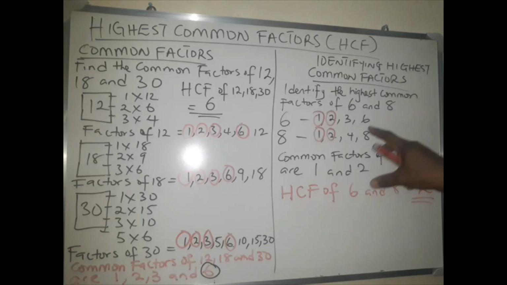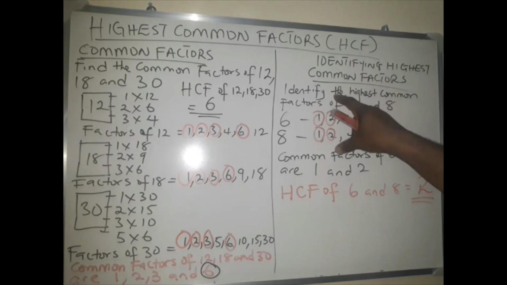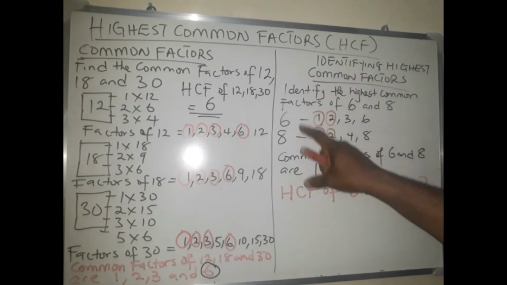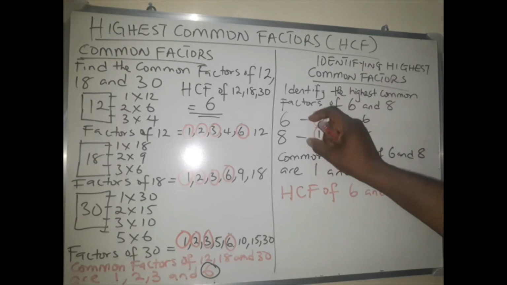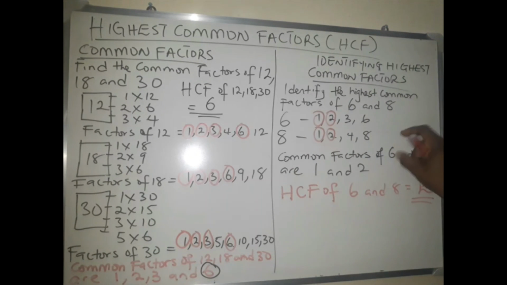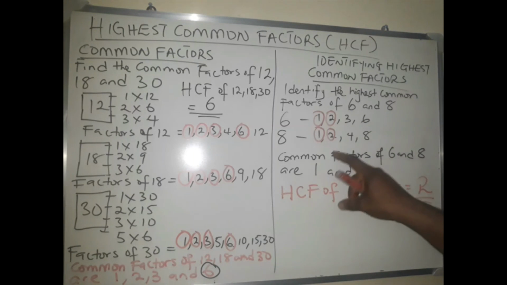So let's not forget the steps involved in identifying the highest common factors of given numbers. The first thing you do is what? You break each of the numbers into their factors. Then you identify the common factors of those numbers. And then from the common factors, you identify which one is the highest factor, the highest common factor. So if we've done that for 6 and 8, we've got the common factors, and then we identify the highest common factor, which gave us number 2. So I hope you understand it, and I hope it's very clear. With that, I've come to the end of the lesson for today.